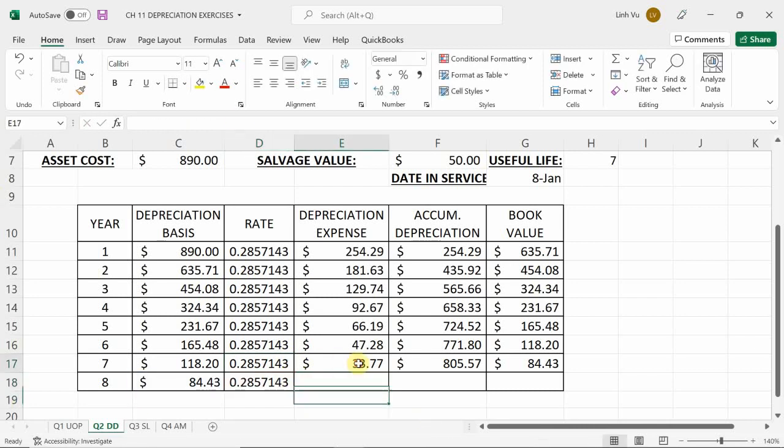So in this case here, I get 24.12. Okay, add that to my 805 to make it 829. Minus that from my asset cost of 890, I get $60.31 remaining. Can I keep on still going? Yes. Now, why shouldn't I keep on going? Because if you keep going, it's going to be under the salvage value for the next year.